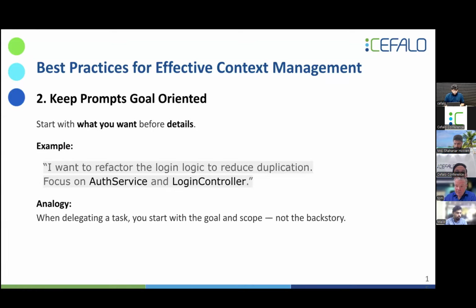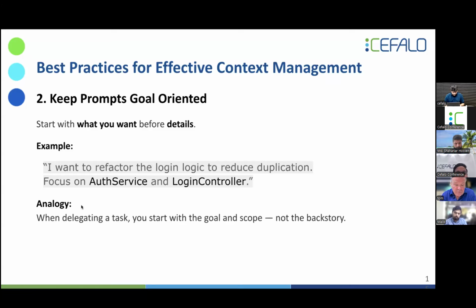The second point is to keep your prompts goal oriented. Start with what you want before the details. For example, I want to refactor the login logic to reduce duplication. That's my goal. Where I want to do it is auth service and login controller. When you mention it like this, Cursor will only include auth service, login controller and the relevant files in the context. It won't add additional files. If you didn't mention the focus, it might introduce more files to the context, which would increase your context with irrelevant details.